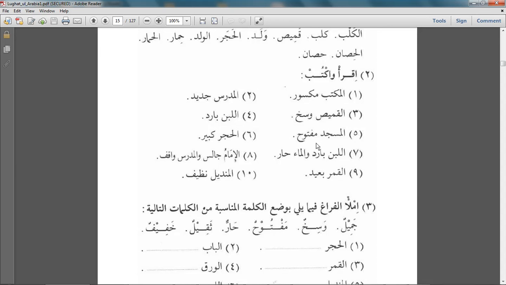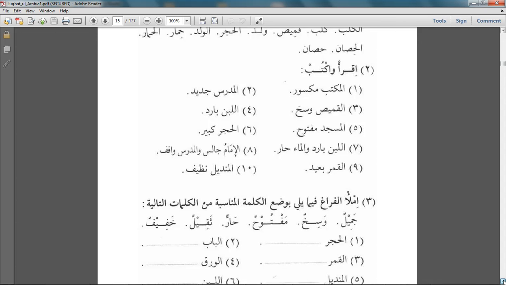المسجد مفتوح, the masjid is open. الحجر كبير, the stone is big. اللبن بارد والماء حار, the milk is cold and the water is hot. الإمام جالس والمدرس واقف, the imam is sitting and the teacher is standing. القمر بعيد, the moon is far. المنديل نظيف, the handkerchief is clean.